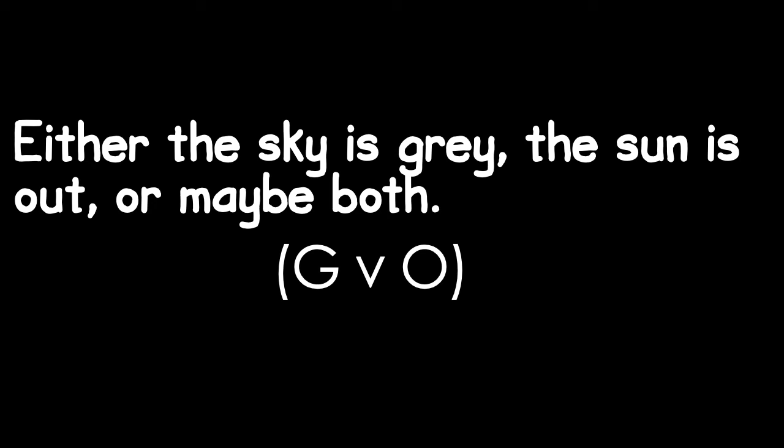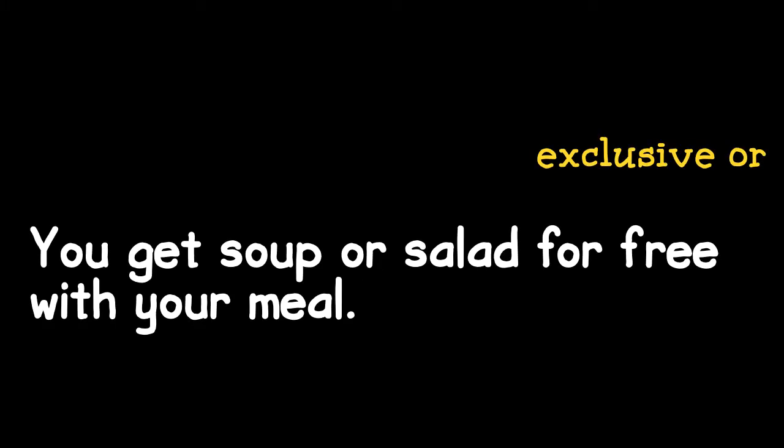We can make that explicit in English by writing the sentence out this way. Either the sky is gray, the sun is out, or maybe both. We can still translate that into SL as G or O. Of course, the word OR in English is sometimes used in a way that means an exclusive disjunction. If you're at a restaurant and the server tells you you get soup or salad for free with your meal, it would be obtuse to say you should get both.